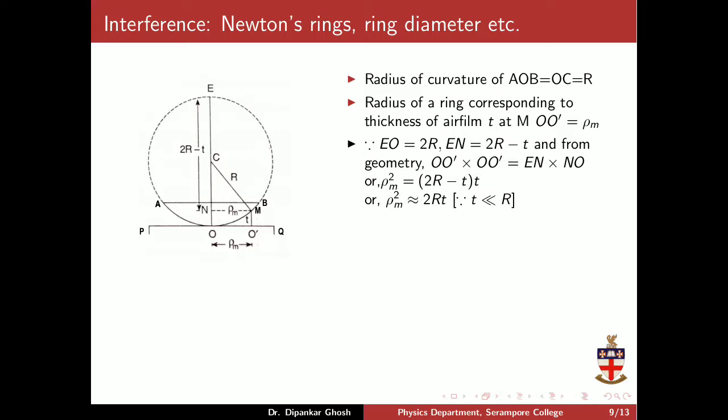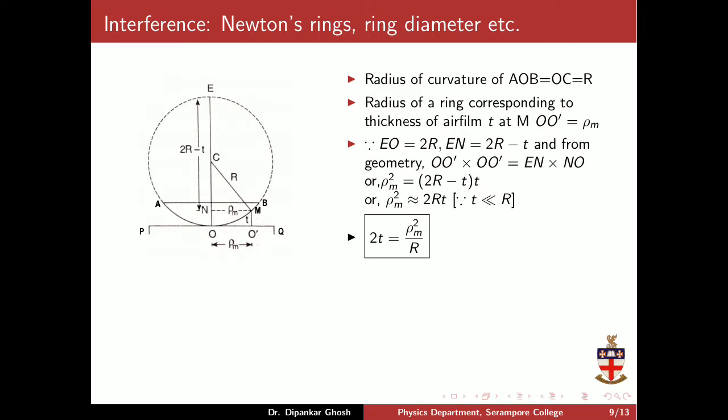We can neglect T square because T is very, very less than capital R. So rho m square is equal to 2 capital R small t. So what is 2t? 2t is equal to rho m square by R. Why are we interested in knowing the value of 2t?